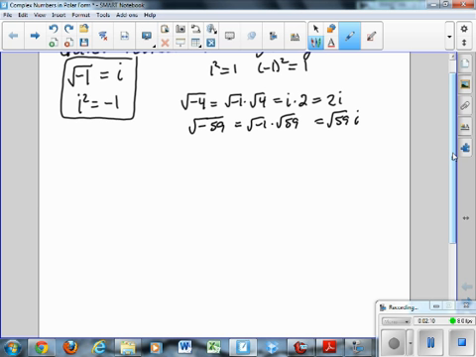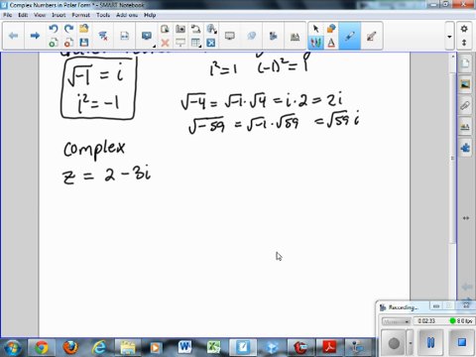Now if I want to, I also can name numbers that are both real and imaginary, and those are called complex numbers. Complex numbers would be, for example, and we usually use z to denote a complex number, 2 minus 3i. So this has a real part, the 2, and an imaginary part, the negative 3i. And combined together, we call that a complex number. All real numbers and all imaginary numbers are also complex numbers.